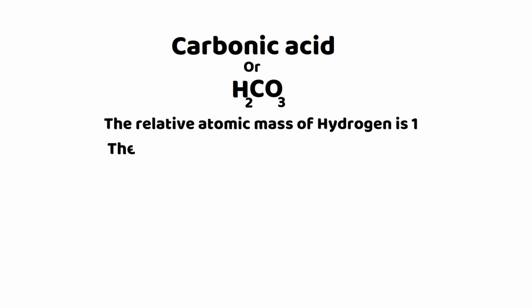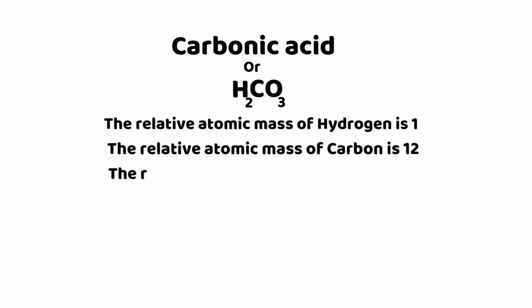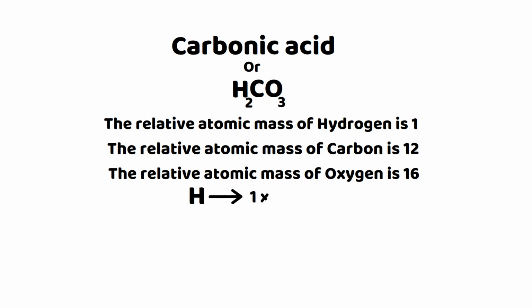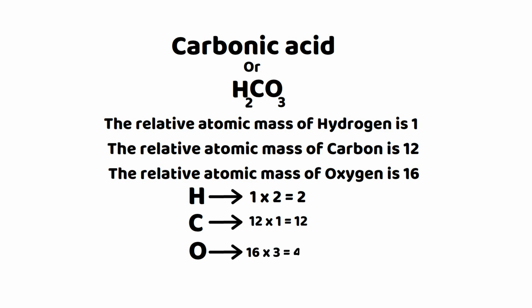Another example, a molecule of carbonic acid or H2CO3 has 2 hydrogen atoms, 1 carbon atom and 3 oxygen atoms. The relative atomic mass of hydrogen is 1. The relative atomic mass of carbon is 12 and the relative atomic mass of oxygen is 16. For hydrogen we shall write 1 into 2 is equal to 2. For carbon we shall write 12 into 1 is equal to 12, and for oxygen we shall write 16 into 3 is equal to 48. Again, if we add these three numbers, we get 62, which is the relative molecular mass of carbonic acid.